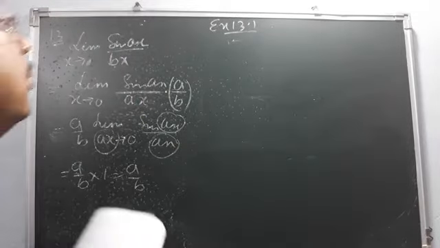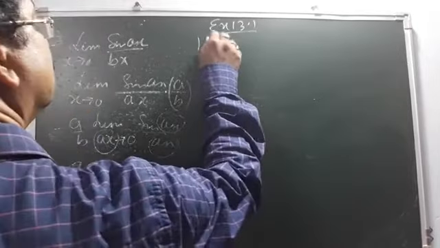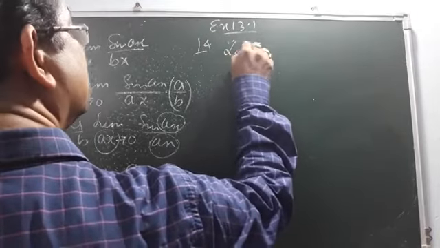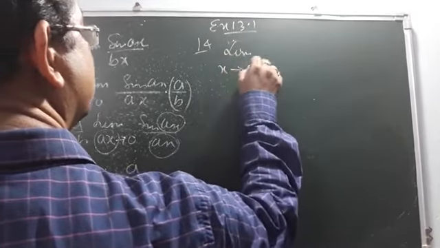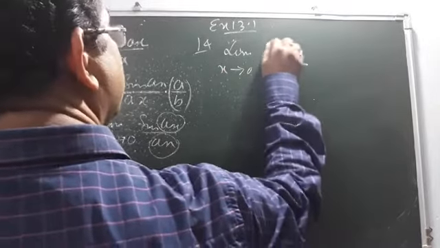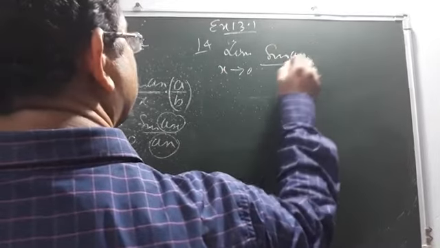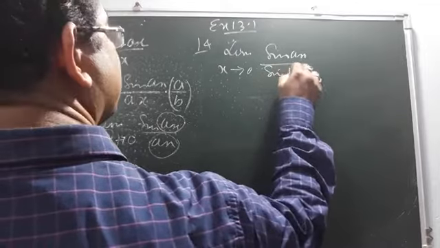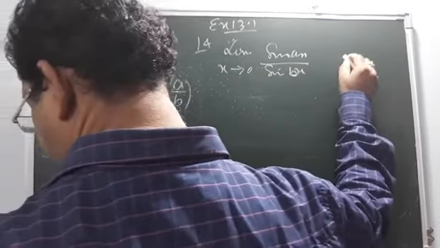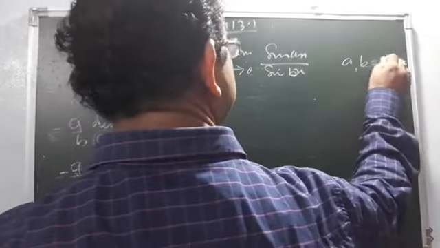Next question number 14. Limit x tends to 0 sin ax by sin bx, and of course a and b should not be 0.